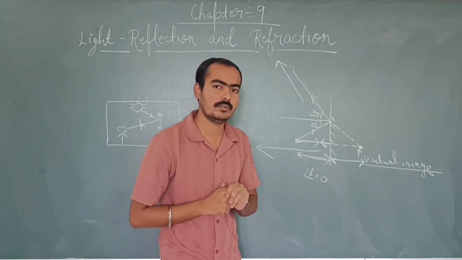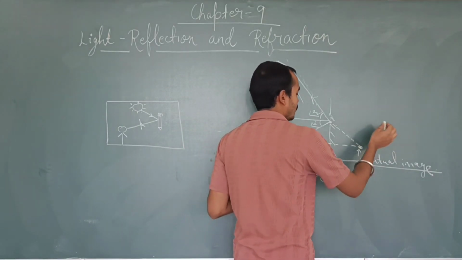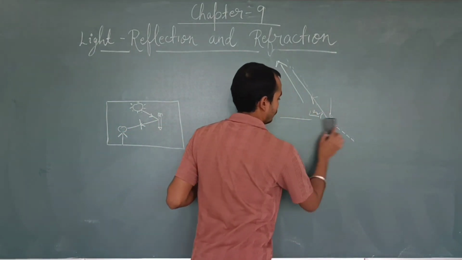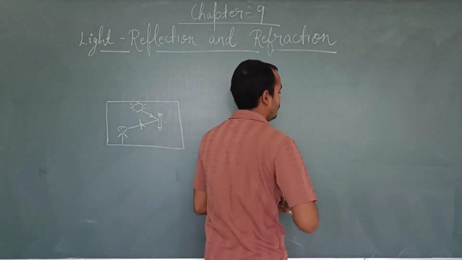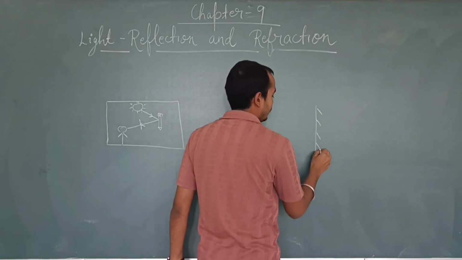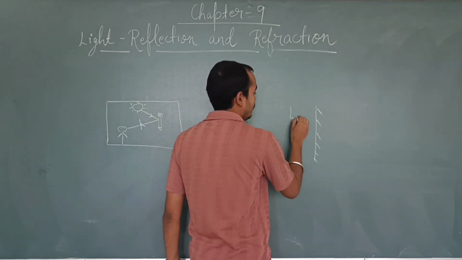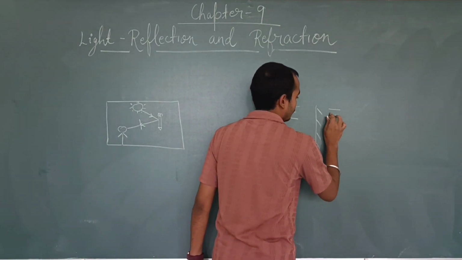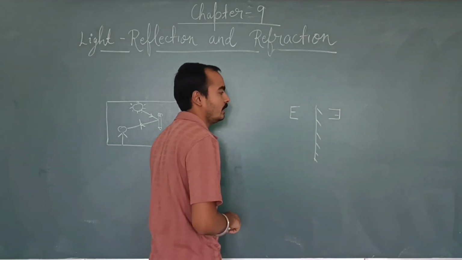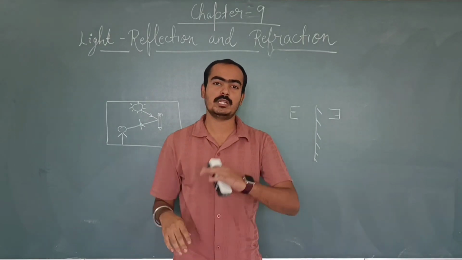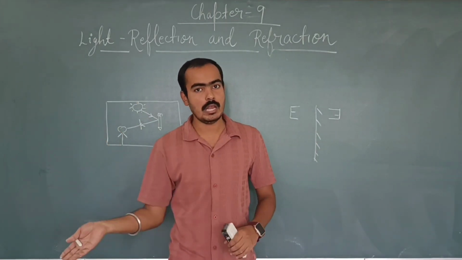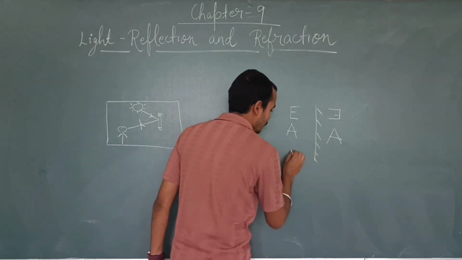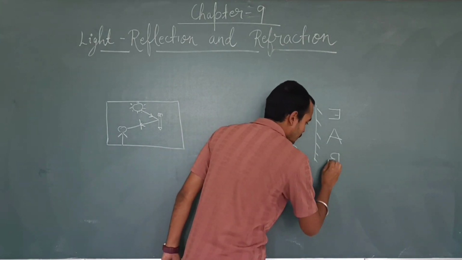What is the meaning of lateral inversion? Lateral inversion means, suppose this is a mirror and we are writing the letter E from here. It will look like this in the mirror, and this is called laterally inverted. It means the left part becomes the right and the right becomes the left. Okay? If you write A, there will be no problem. If you write B, it will become like this.